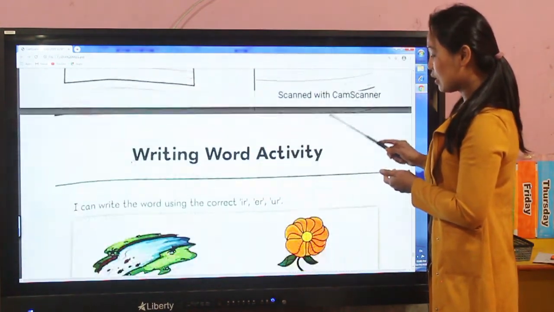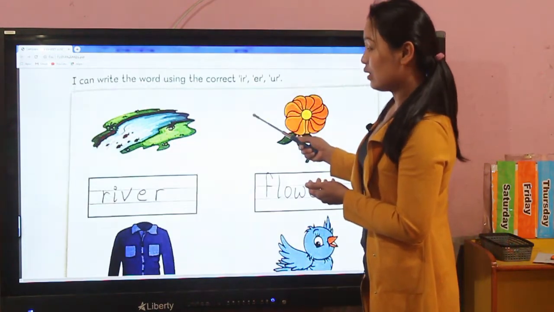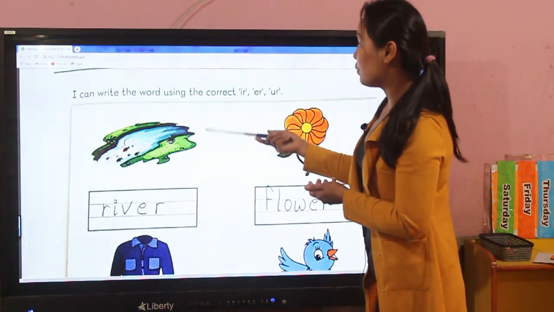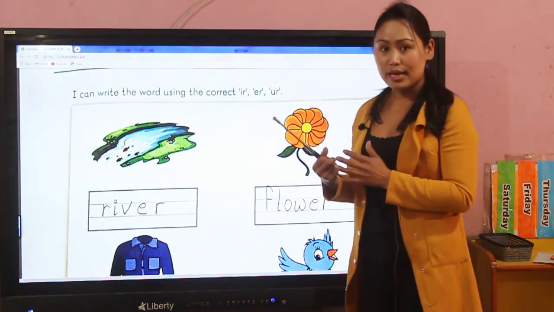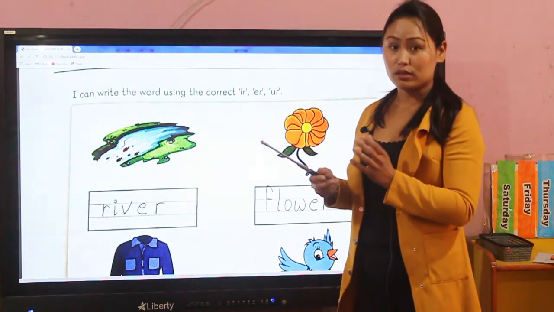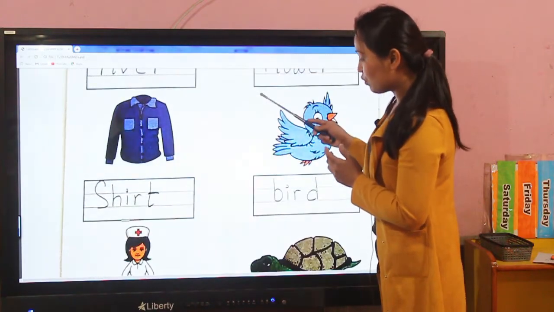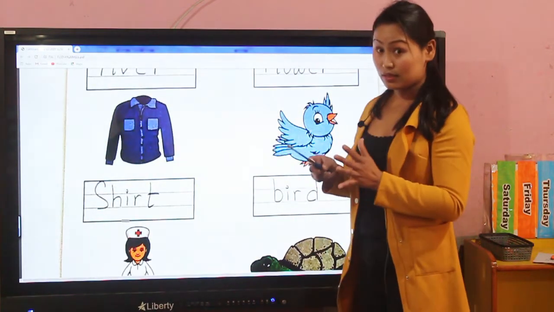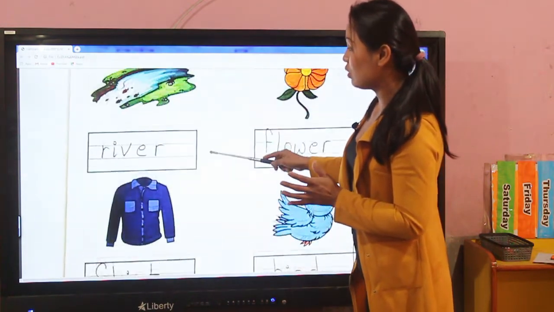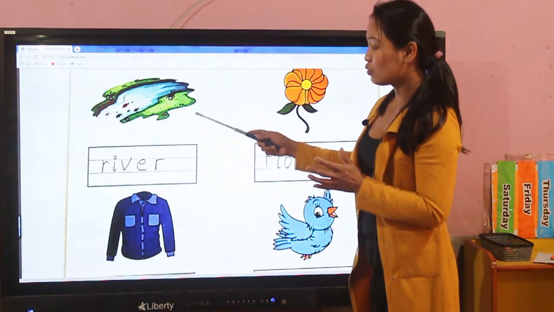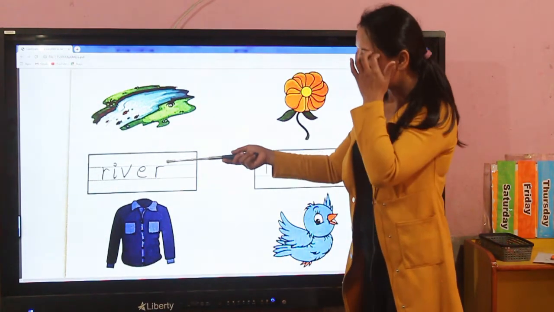It's very easy, and I have one more activity. This is also very simple. Write the words using the correct IR, ER, UR. We were asked to fill in the blanks with the controlled vowel with R. This I have done myself. In the book these blanks were empty, and I have filled them in. Only the picture is there, so you can do it yourself also. For example, only this.